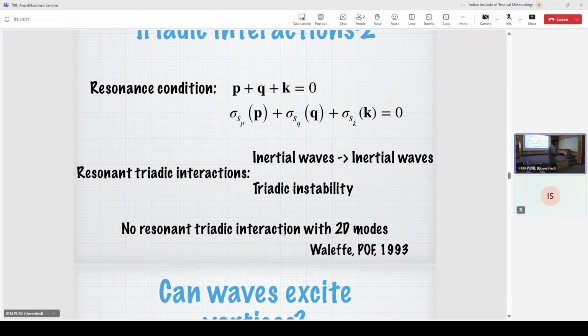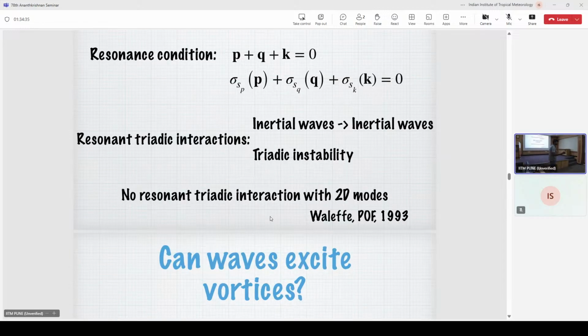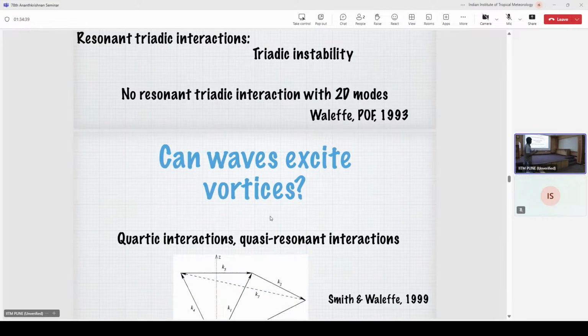So the first question that one can ask in a rotating turbulence problem is how do waves and vortices interact in the first place? Because the nonlinearity in the Navier-Stokes equation is quadratic, if you write an energy equation, the interaction is always triadic, right? So the first question you ask in a turbulence problem is, you have two different modes, waves and vortices, how are they going to interact? And the triadic way of interaction does not seem to yield any particular energy transfer.